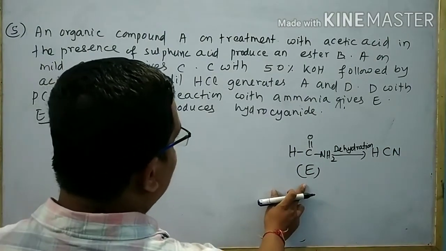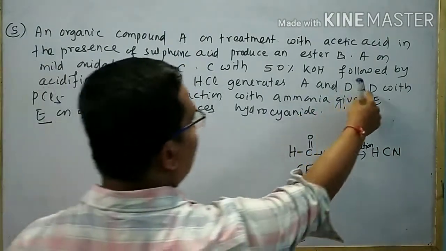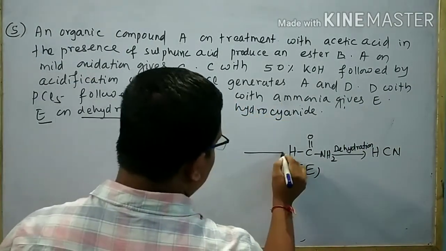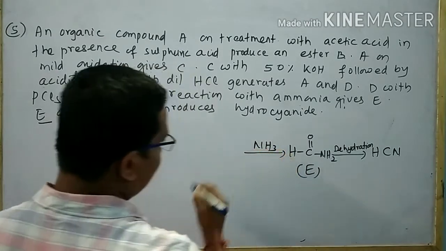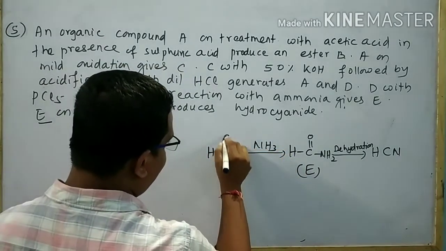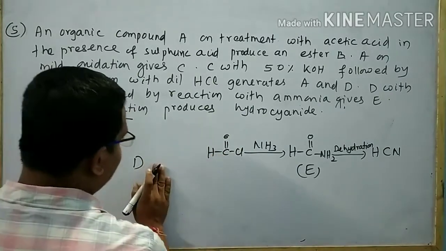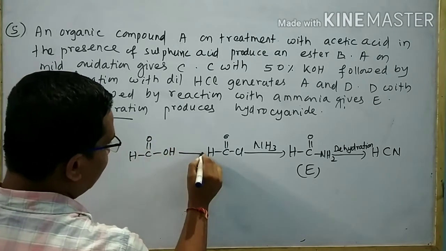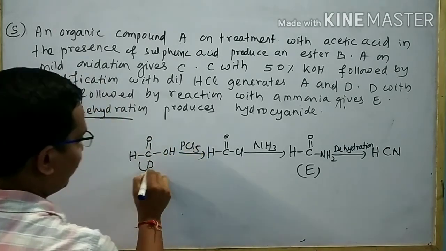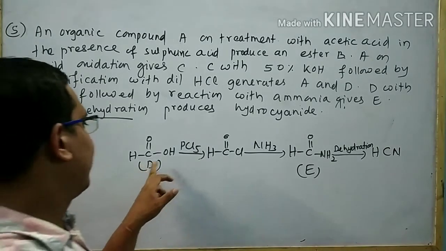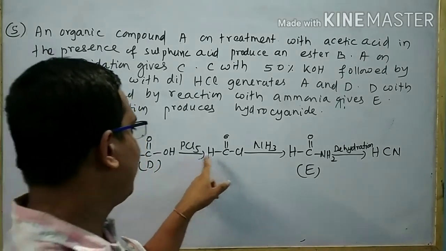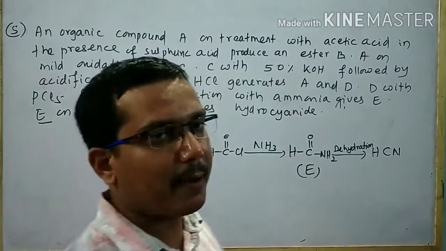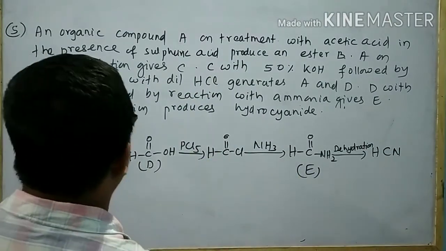The E product is formed from D with PCl5 followed by reaction with ammonia. That means here we write NH3, and this is the acid chloride, and this acid chloride is formed from D. That means D is formic acid. It is subjected to reaction with PCl5. This is D. Formic acid, when subjected to reaction with PCl5, gives the acid chloride, which on reaction with NH3 gives an amide. And this is E.